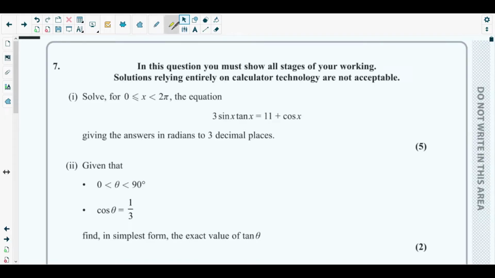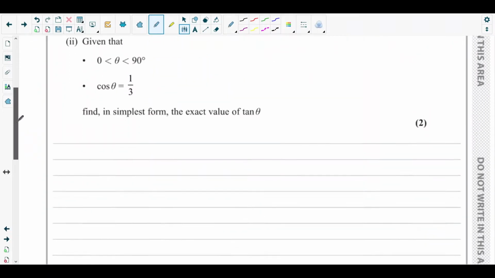At first, part 1. In part 1, the question is asking to solve for x greater than or equal to 0 and less than 2 pi the equation 3 sin x tan x equals 11 plus cos x, giving the answers in radians to 3 decimal places. Okay, so we need to solve this trigonometric equation.